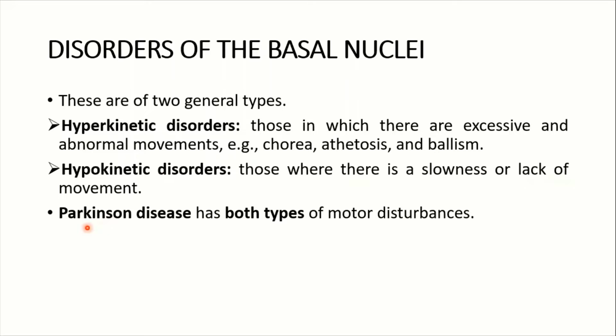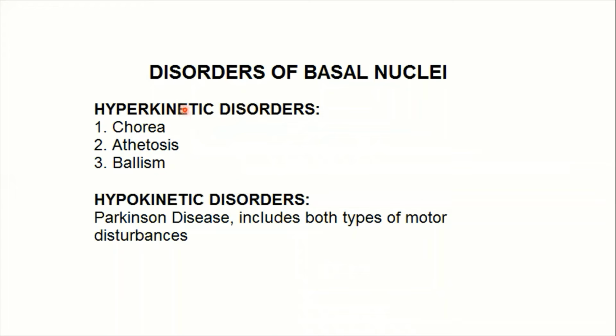So what about the Parkinson disease? It has both types of motor disturbances. At the same time, it has some hyperkinetic disorders and also some hypokinetic disorders. I will elaborate in the coming section of the discussion. So this is a grouping summed up by me. Disorders of the basal nuclei or basal ganglia: hyperkinetic disorders are chorea, athetosis, or ballism; hypokinetic disorders, Parkinson disease, which includes both types of motor disturbances.